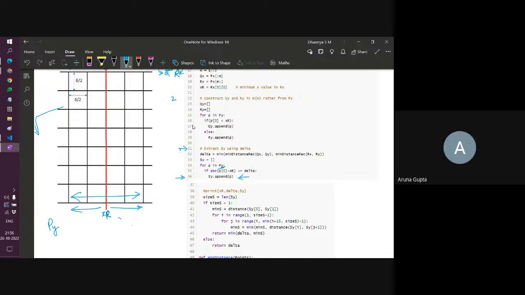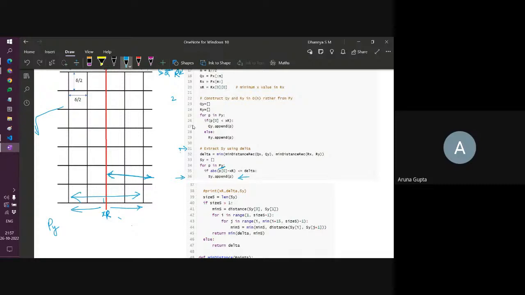Ma'am, can you just once check what is XR? Because from the 20th line, I can see that it is the minimum X value in RX. What is RX? RX is this part, no? What is the minimum value of RX? Yeah, RX is the right part. Yes, you are correct. So the minimum value is this boundary, right? No, ma'am. It is the minimum X value in RX. Correct. So the nearest point to the division is Rx 0, 0.